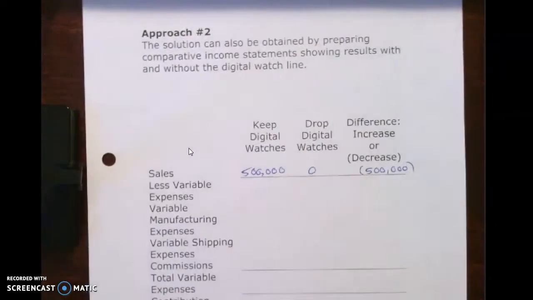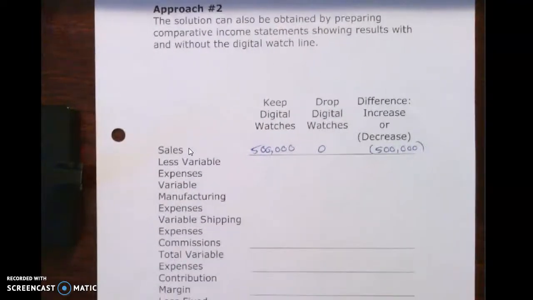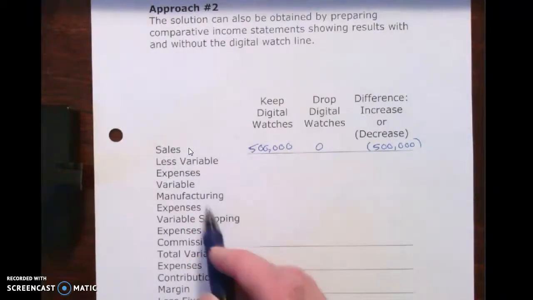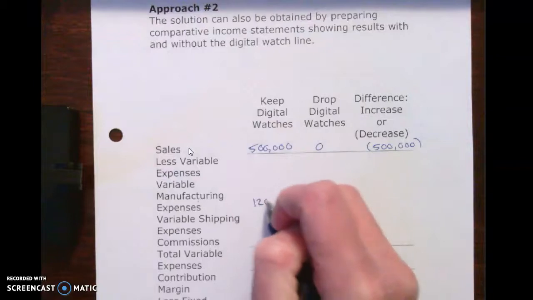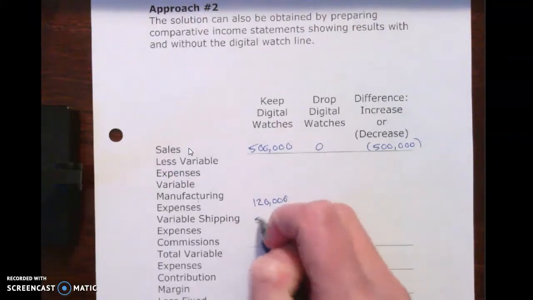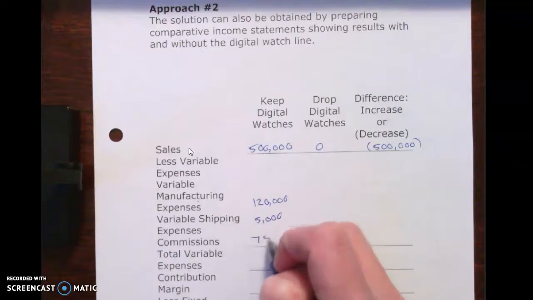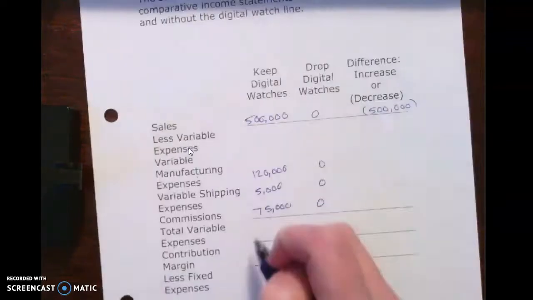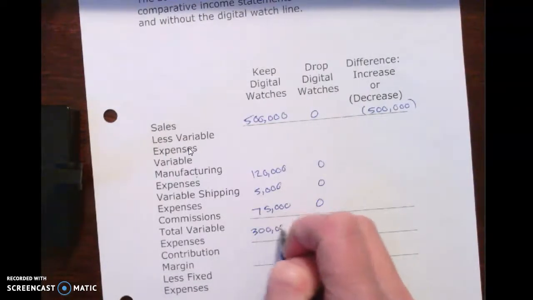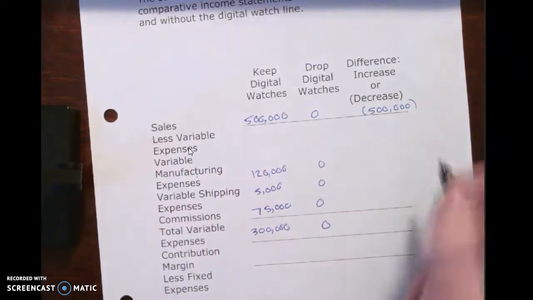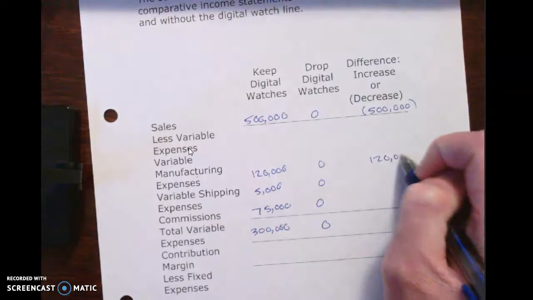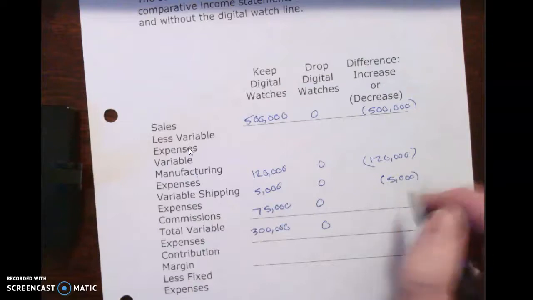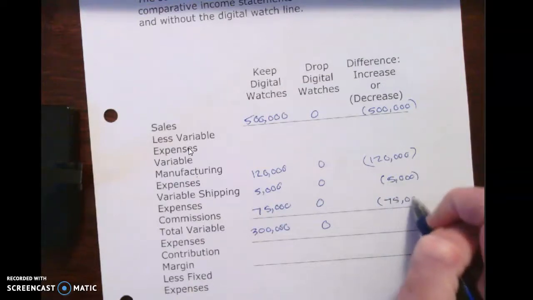I just got this from the prior page showing our sales for our digital watch line. Then we have our variable expenses right over here, our manufacturing expenses. If you look in the prior page, 120. We had shipping of 5,000, and then we have commissions of 75,000, and of course those will all be zero. We had our total variable expenses right over here. That would be zero over here. So that gives us our 120. Okay. And then we lose out that 5,000. And then what we're also losing out is on that 75,000.